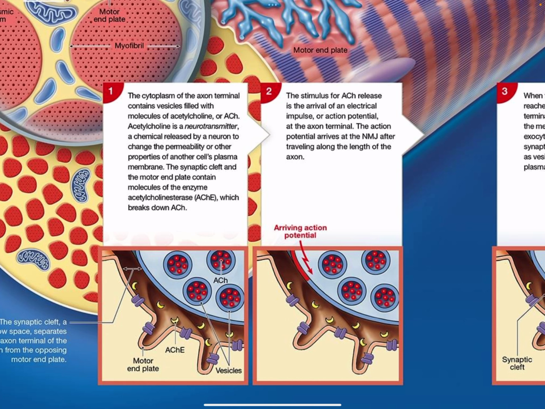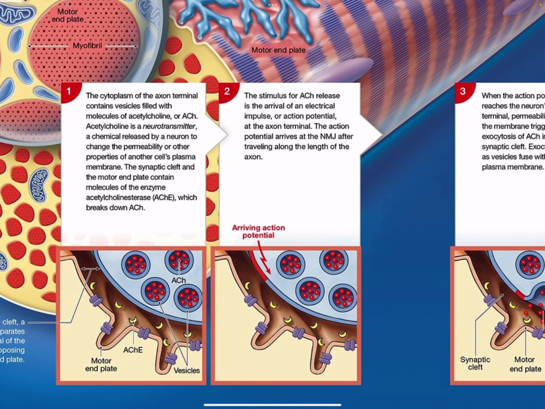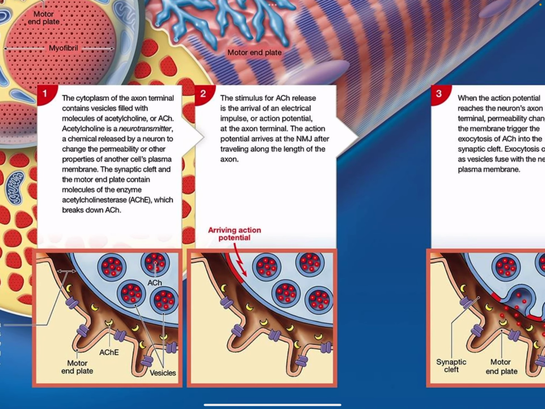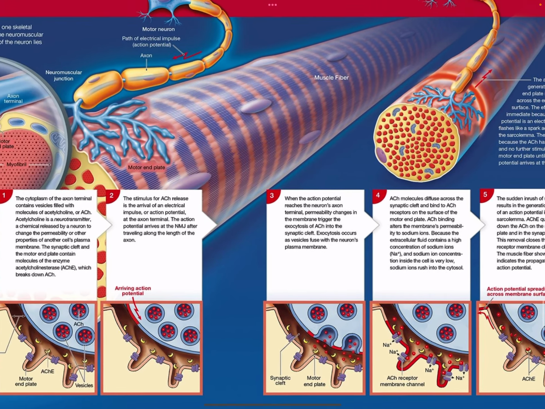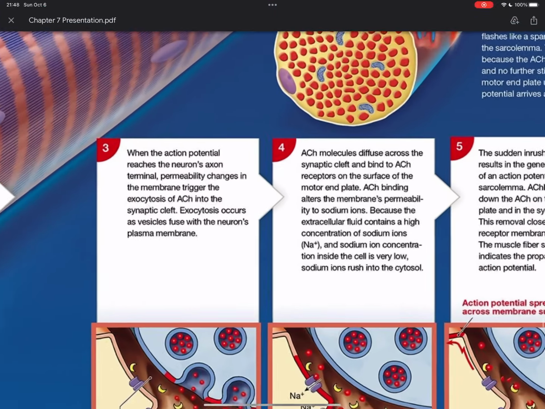And so the synaptic cleft and the motor end plate contain molecules of the enzyme AChE, which breaks down ACh. The stimulus for ACh release is the arrival of the electrical impulse, or action potential, at the axon terminal. And the action potential arrives at the NMJ after traveling along the length of the axon. And these are the events in order, just a brief overview.